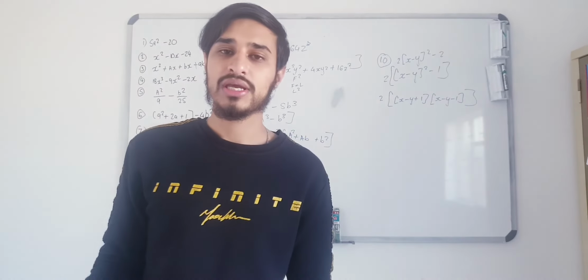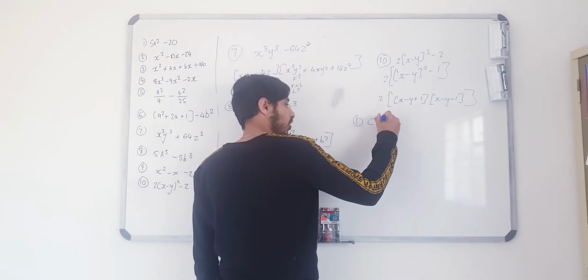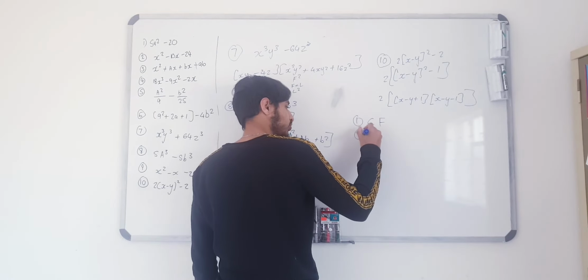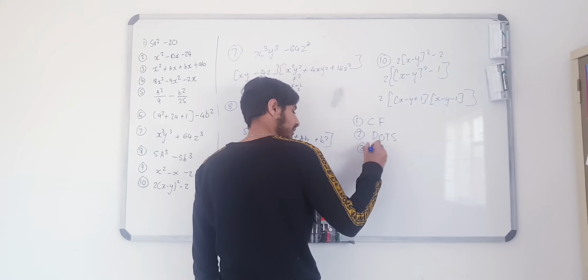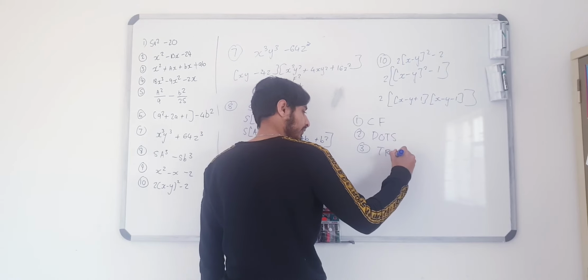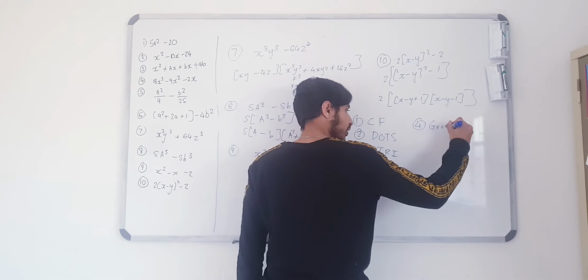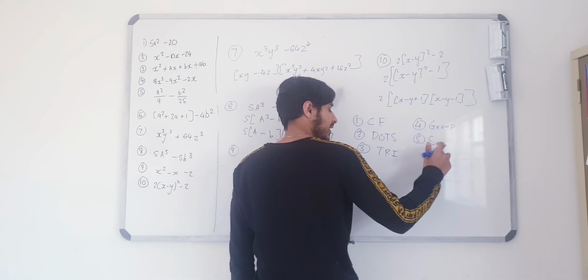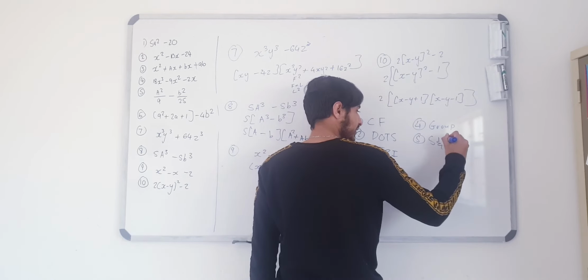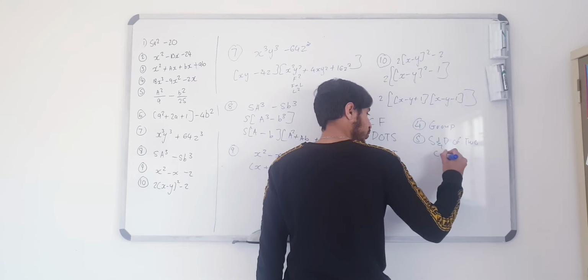Quite simple, quite easy. So let's just go through this here. It's step number 1, common factor. Step number 2, difference of 2 squares. Step number 3, a trinomial. Step number 4, it's grouping. And step number 5, it's sum and difference of 2 cubes.